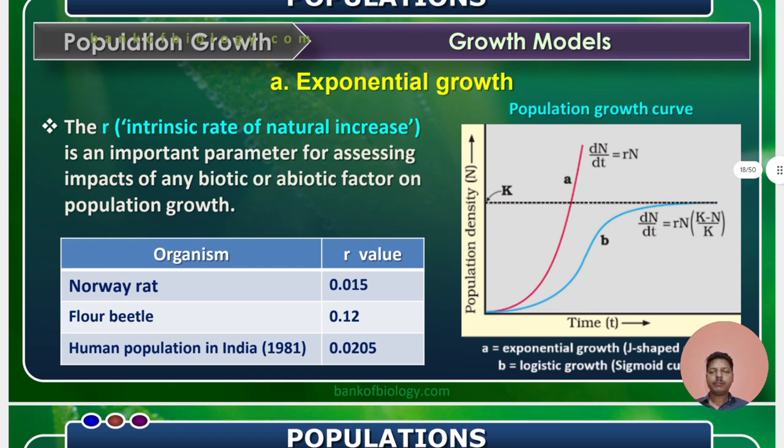Next, the r. What is r? It represents the intrinsic rate of natural increase, an important parameter for assessing the impacts of any biotic or abiotic factor on population growth. Here organism and r value: Norway rat 0.015, flour beetle 0.12, human population in India in 1981 0.0205.